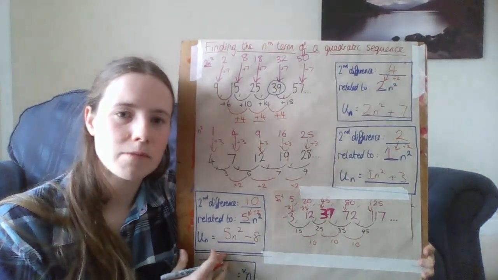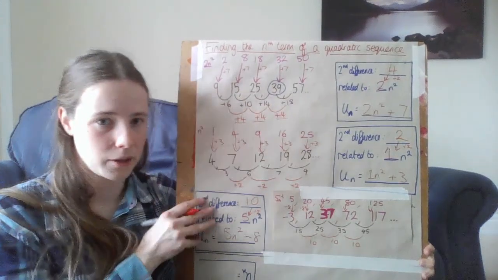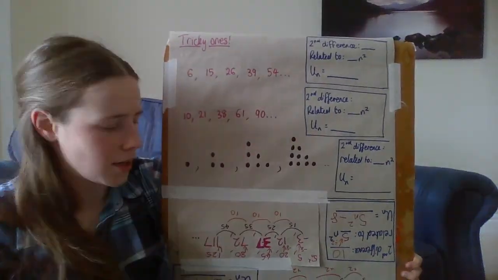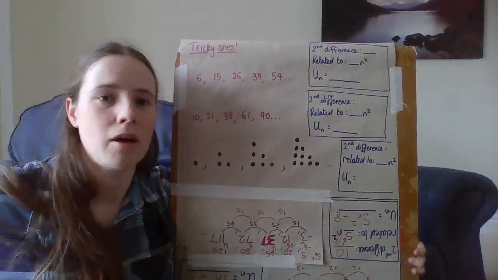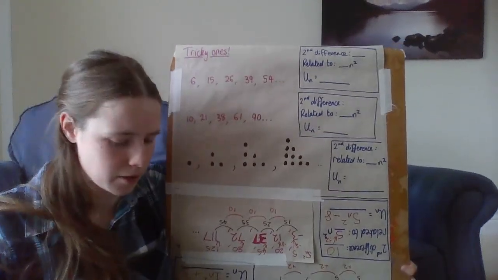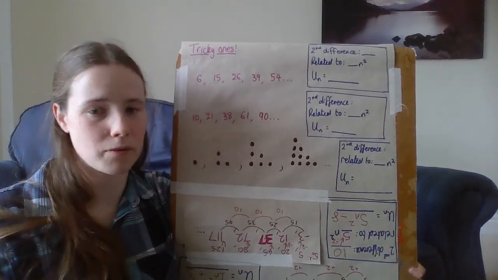Okay, let's move on now and have a look at some more complicated ones. Okay, so these ones are going to be more difficult because rather than just adding or subtracting a number every time, we're going to have to add or subtract a linear sequence, an arithmetic sequence. So I'm going to go through the process. It starts off the same.